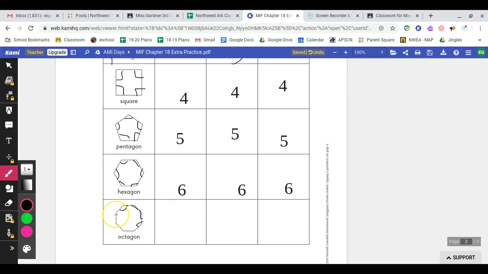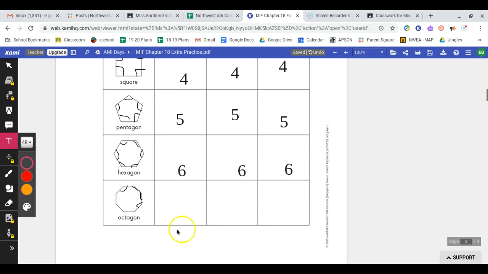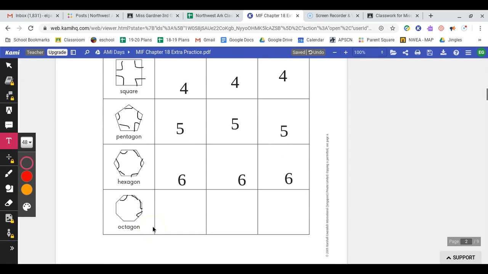Okay. You know what? This looks so messy. Let's just go ahead and have you do that on your own. Mark the angles of an octagon, but answer the questions now. How many sides does an octagon have? You can count them up if you want. 1, 2, 3, 4, 5, 6, 7, 8.